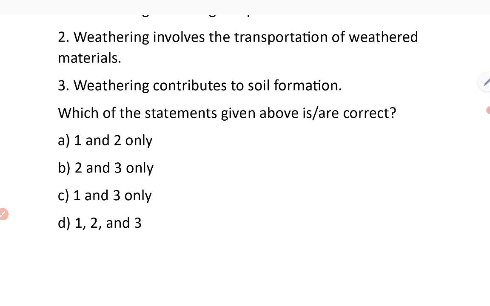So this is all, friends, from today's lecture. We have discussed the weathering process and associated facts through 10 multiple choice questions.